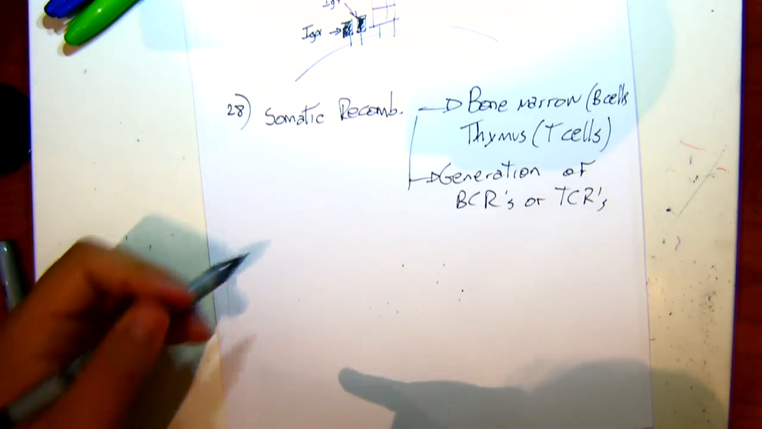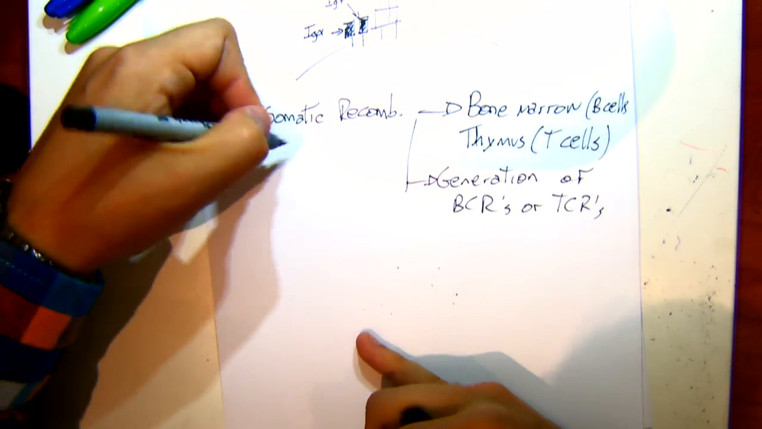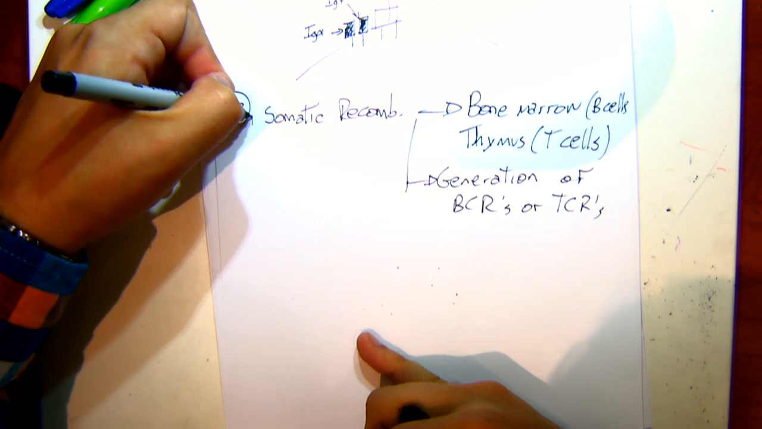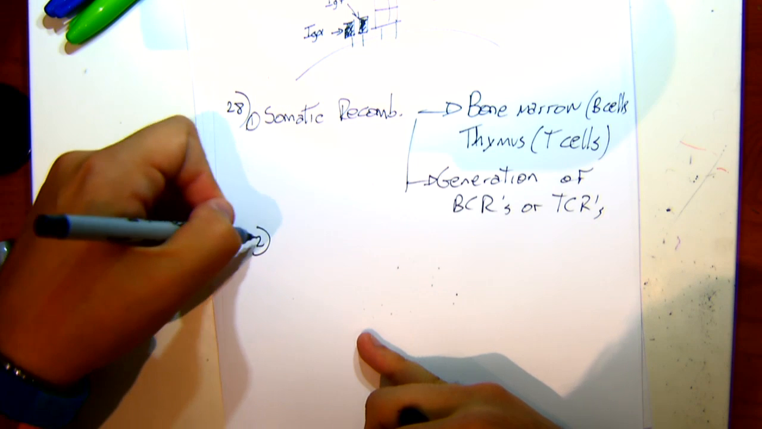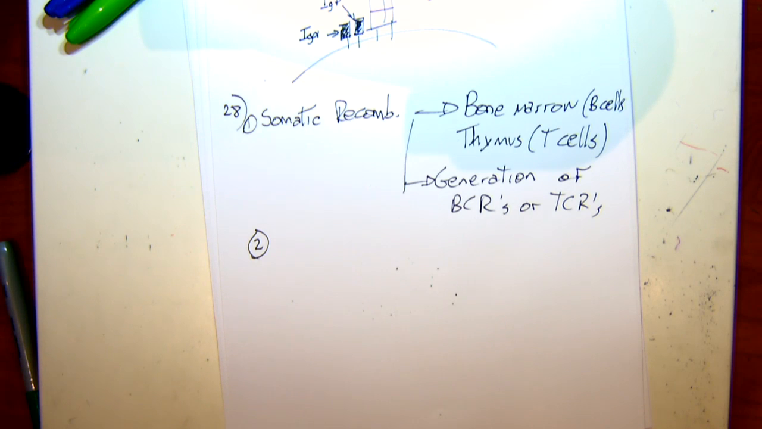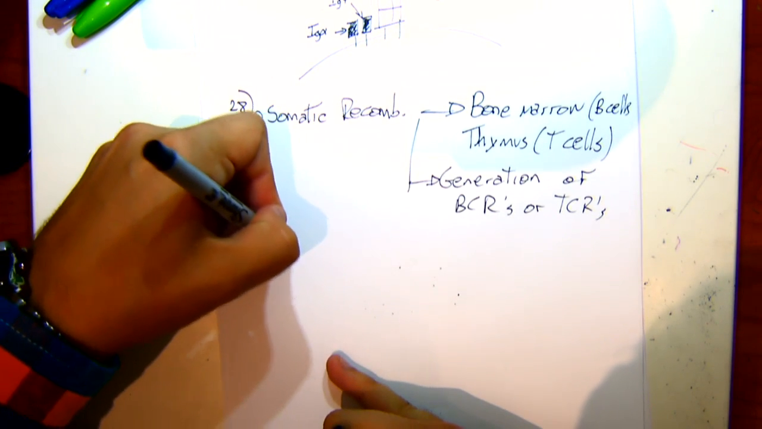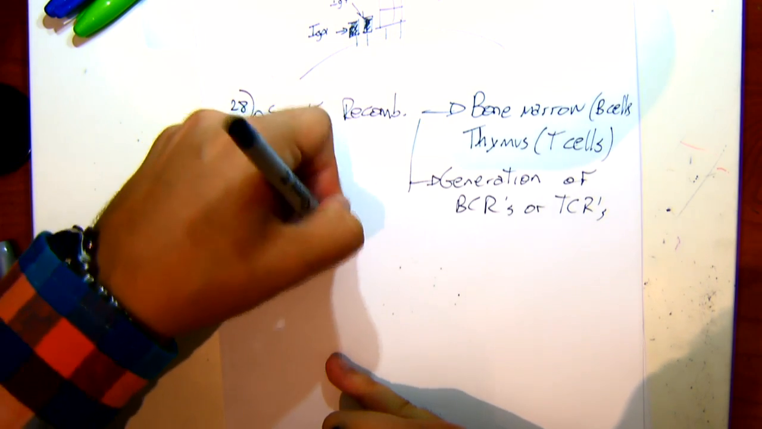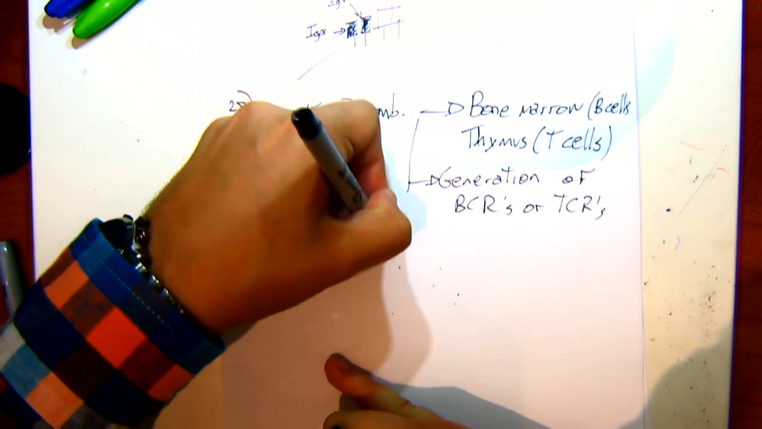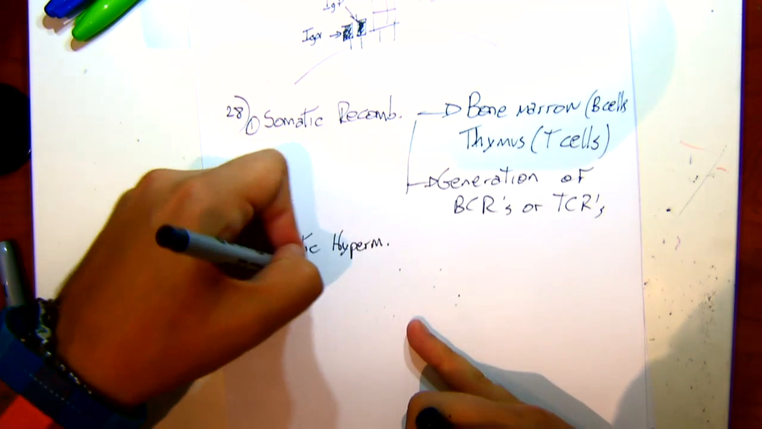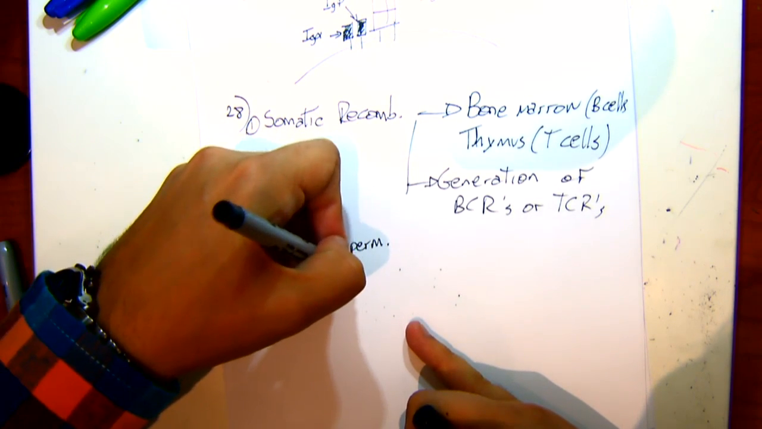So remember that somatic recombination is always first, right? So this is number 1. And then somatic hypermutation is only going to happen in your B cells, remember? Just because T cells don't really need to do that. And that's where somatic hypermutation is going to improve your BCR, basically.